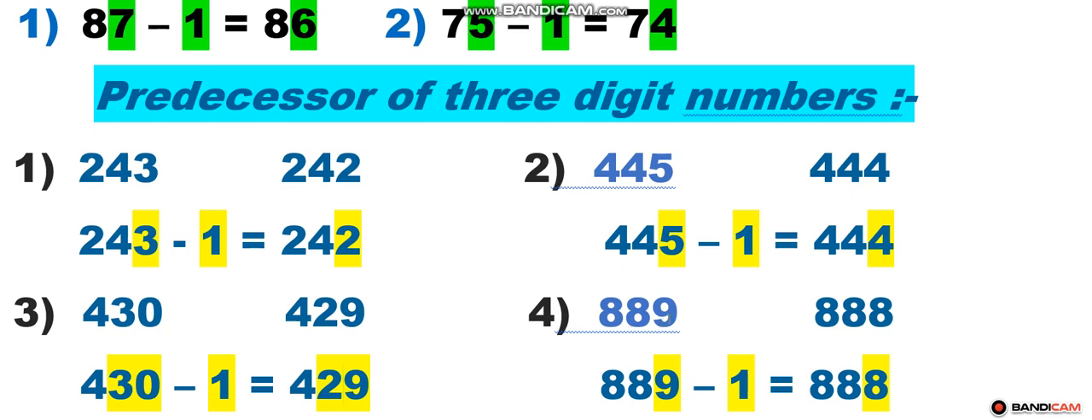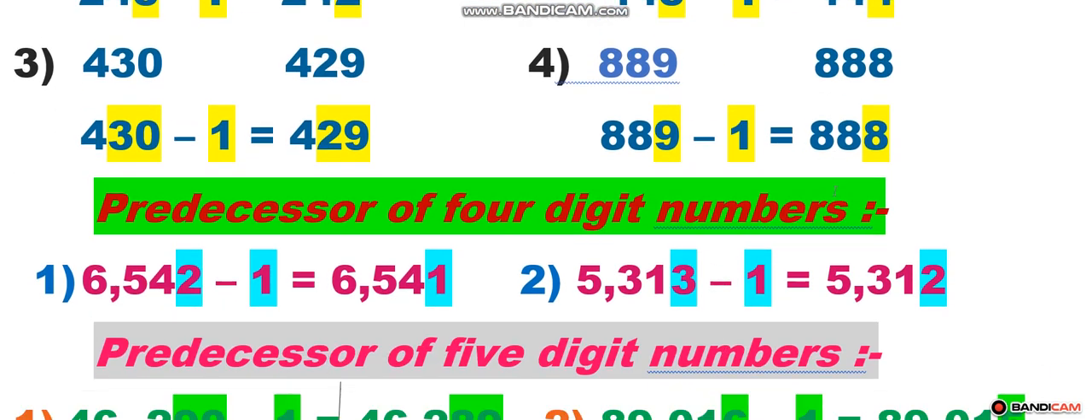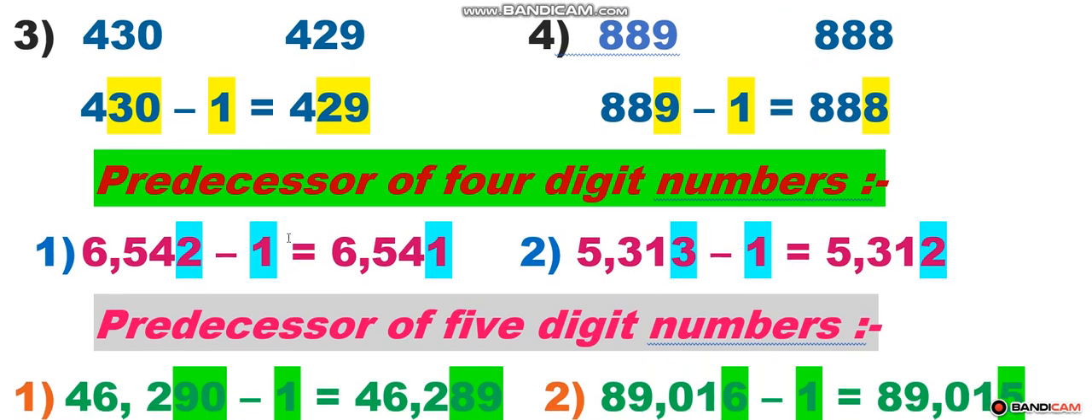One more. Predecessor of 889 is 888. Here you see units place digit is 9. From 9 you subtract 1. Can we subtract? Yes, we can subtract. 9 minus 1, 8. So predecessor of 889 is 889 minus 1, that equals 888.